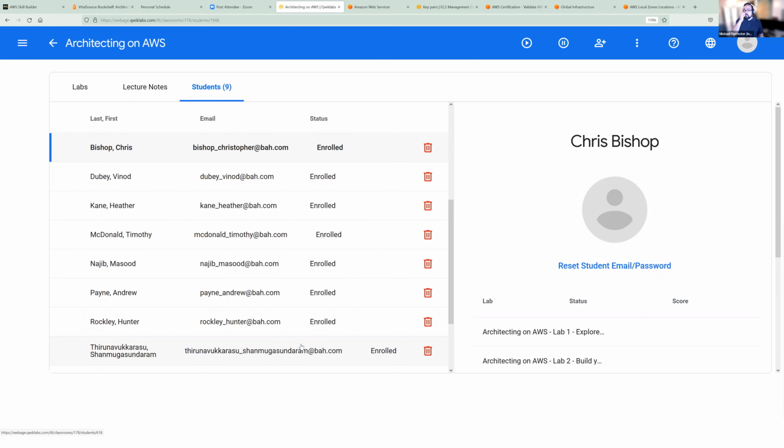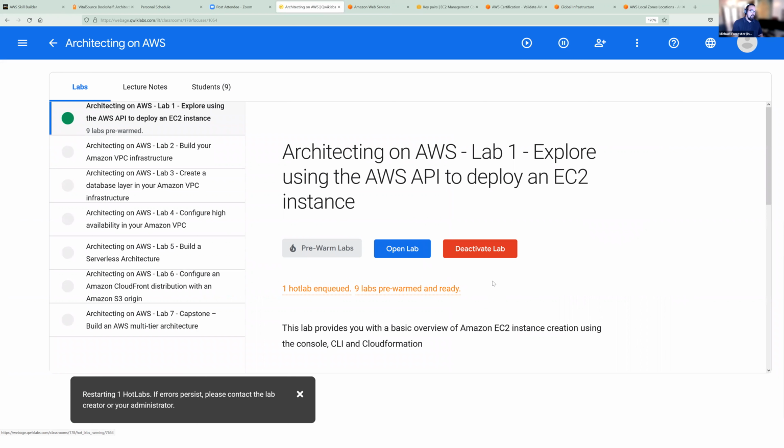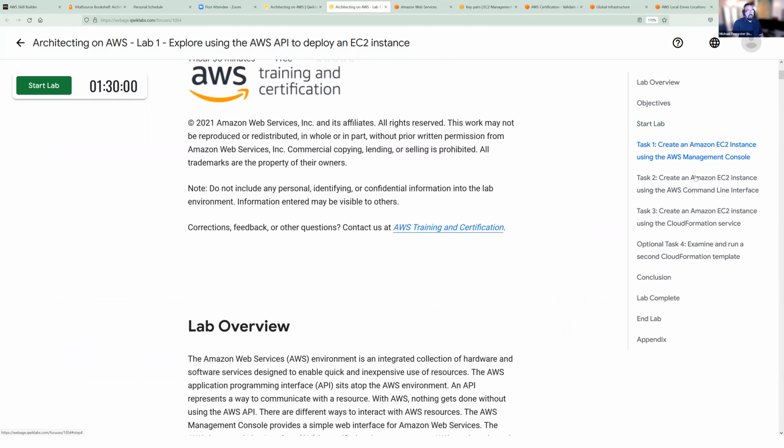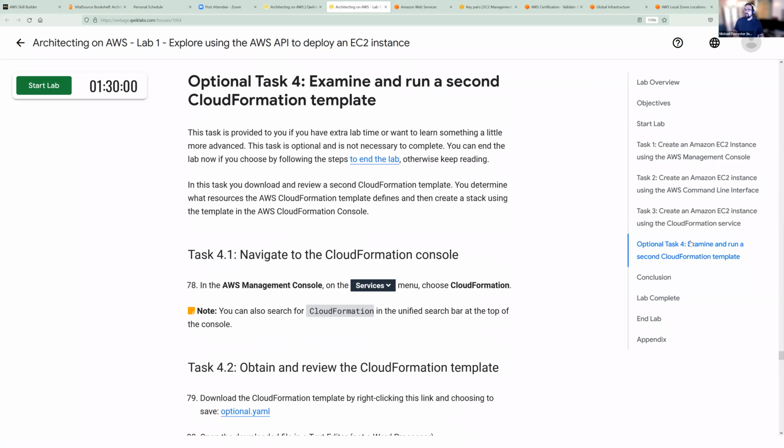Once you get in here, you're going to go onto My Learnings and then click on your class, which should be Architecting on AWS. Once you're in here, the lab is actually already activated and it's already pre-warmed, although one of them was in queued, but don't worry, that'll be for me, not for you. And then here you've got the instructions, task 1, task 2, task 3, and then the optional task 4. And you're just going to follow the instructions.